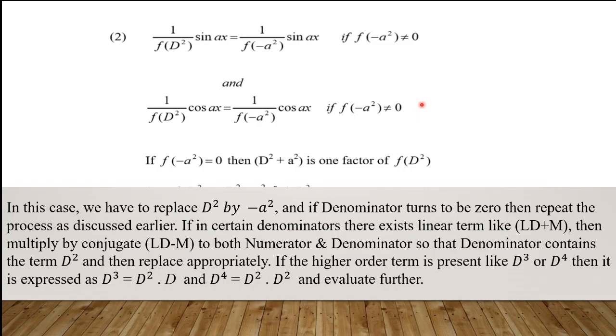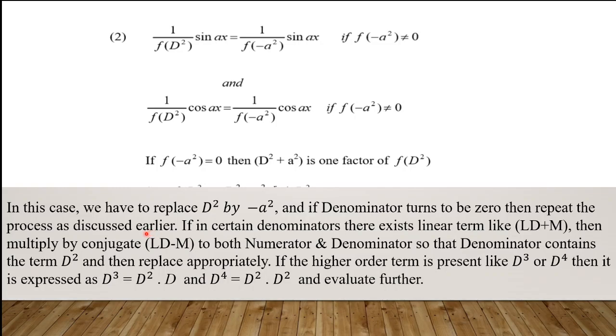Minus a whole square will become a square, because negative number's square is again always a positive term, but here I have to put it as a negative number, yeah, with opposite sign. Clear? So in this case, we have to replace D square by minus a square. If denominator turns out to be 0, repeat the process as discussed earlier whenever there will be a case failure. I hope this is clear.